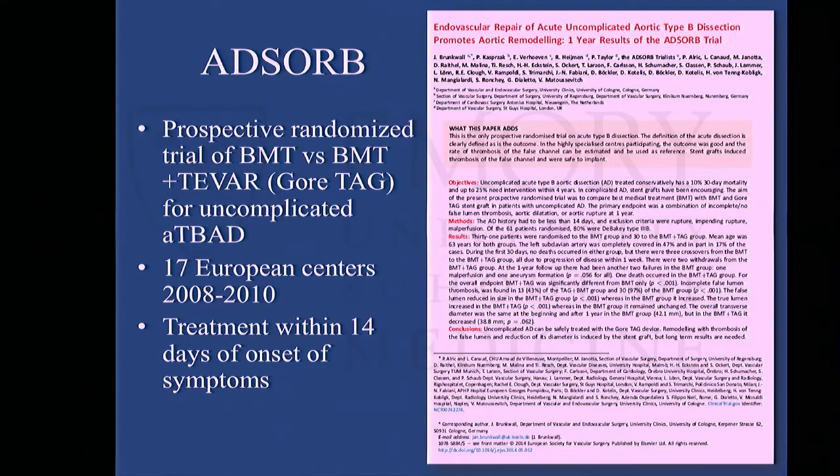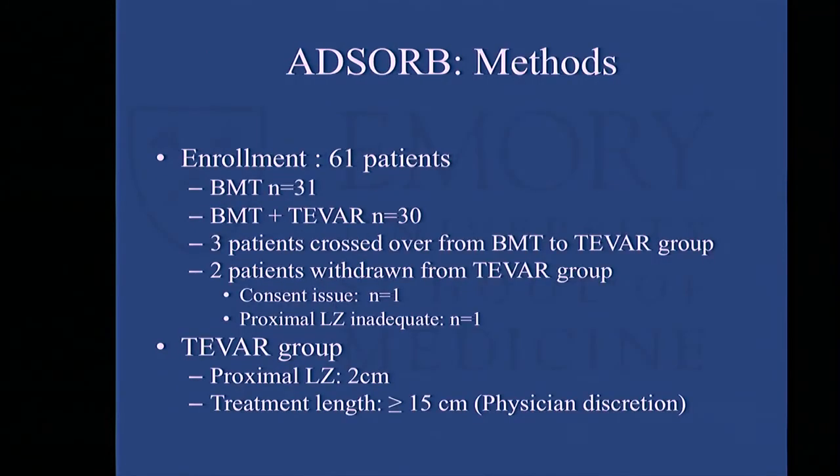What this did was randomized prospective trial in Europe of optimal medical therapy, they called it best medical therapy, BMT, versus best medical therapy plus a stent graft. From 2008 to 2010, treatment were within 14 days of onset of symptoms. Very low enrolling small trial. 61 patients, a few crossovers.